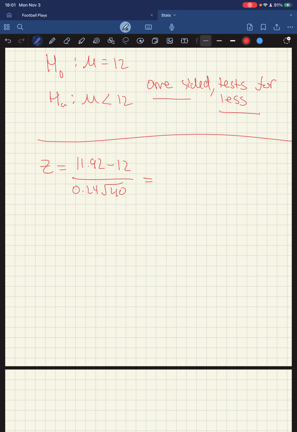Okay, so we'd have a negative 0.08 on top, and then we'd have 0.038 on the bottom, which is negative 2.11. So then we would take that, and then from the table, move 2.11. That's equal to 0.0174.